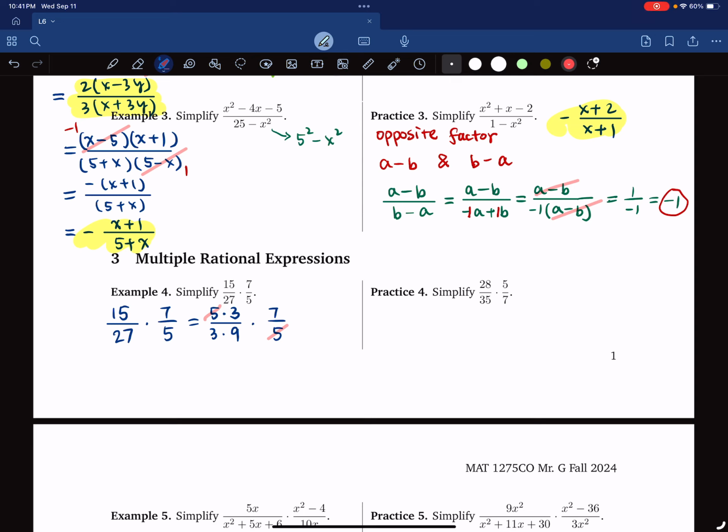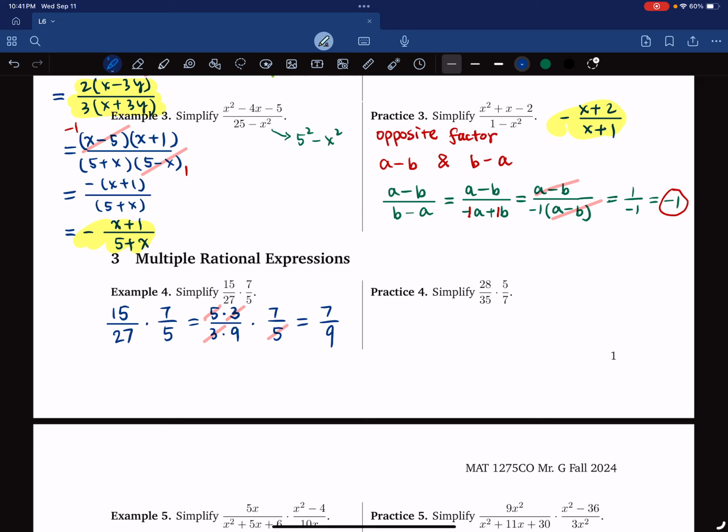Do we have any other common factors? We do, right? We have 3. So let's cross that out as well. And now we have 2 numbers left. The top is 7. The bottom is 9. Isn't this nice? If you use this strategy to multiply fractions, your calculation is hugely reduced in terms of the amount of work that you have to do. So personally, this is the method that I prefer.